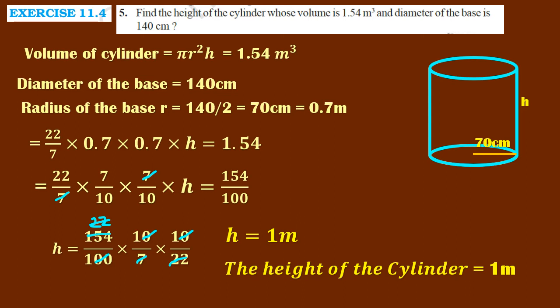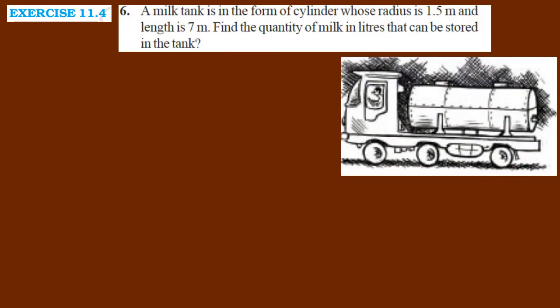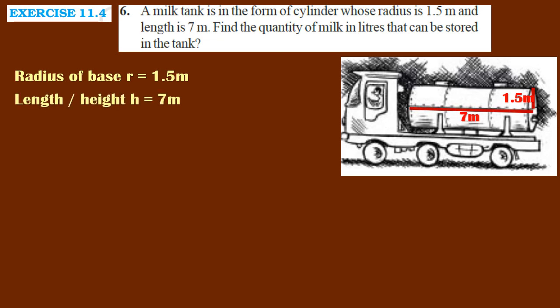Now question number 6. A milk tank is in the form of a cylinder whose radius is 1.5 meter and length is 7 meter. Find the quantity of milk in liters that can be stored in the tank. Okay, so let us see. Radius of the base is given as 1.5 meter. The tank is in the cylindrical shape. Now the height or length is equal to 7 meter. And we need to find volume.